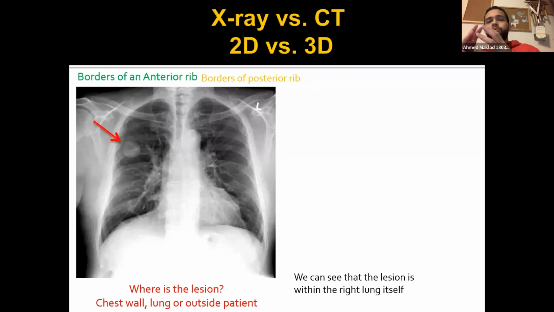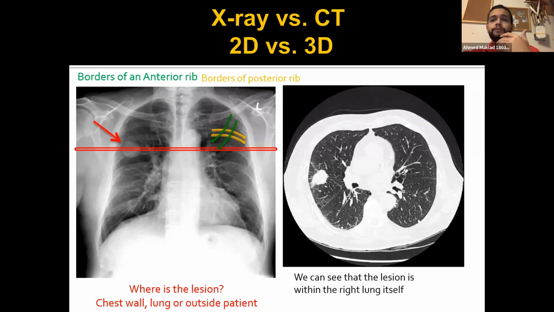So what's the difference between X-ray and CT? The difference is that an X-ray will give you a 2D image, but a CT will give you a 3D image, right? So you're going to be able to differentiate structures better. You're going to be able to localize them better, right?